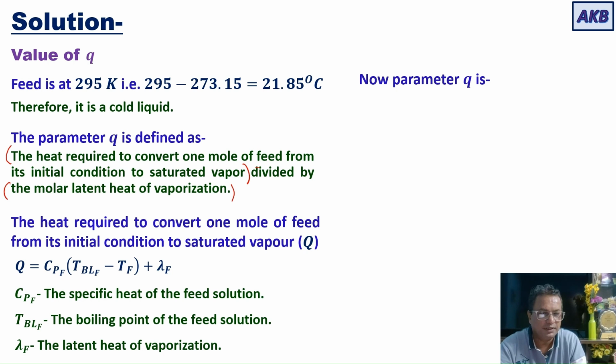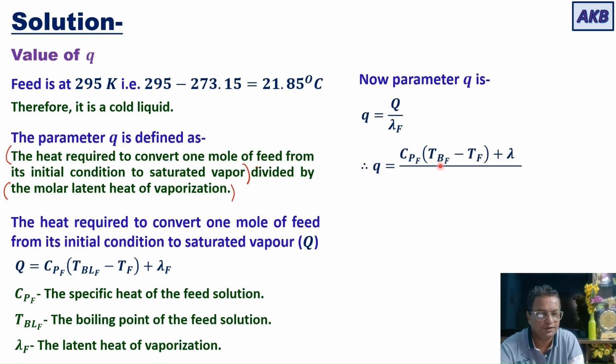Okay. Now, if we use this equation, the definition for parameter Q would be simply Q upon lambda F. That is, heat required to convert 1 mole of feed from its initial conditions to saturated vapor divided by molar latent heat of vaporization. That is, Q is Cpf into TBLF.